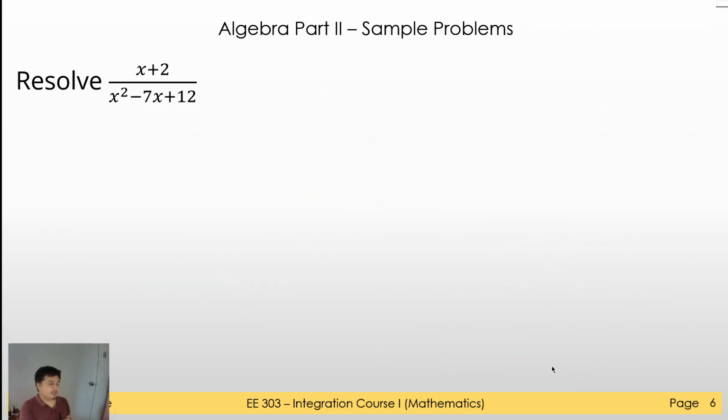All right, so we have another problem here. Resolve this rational function. So what do you mean by resolve? Meaning we have to either simplify or evaluate this. So we could expand maybe.